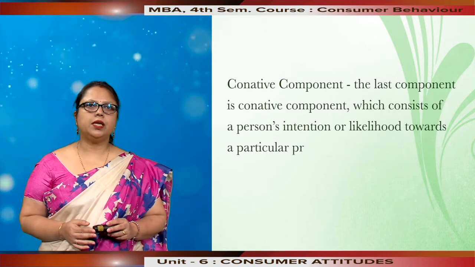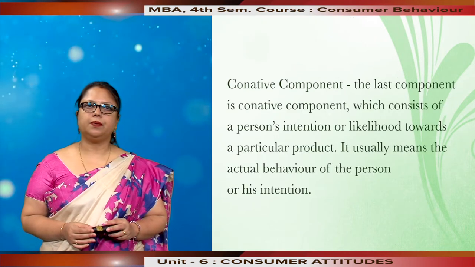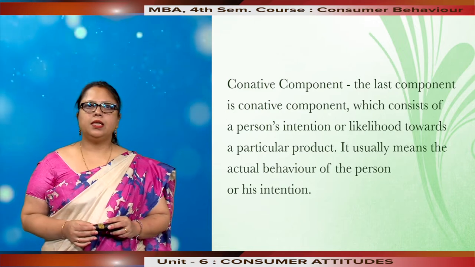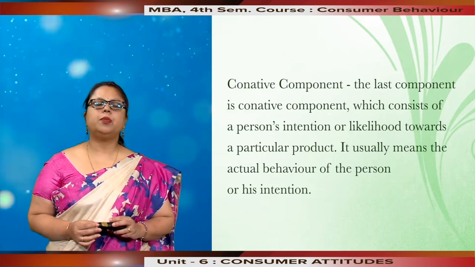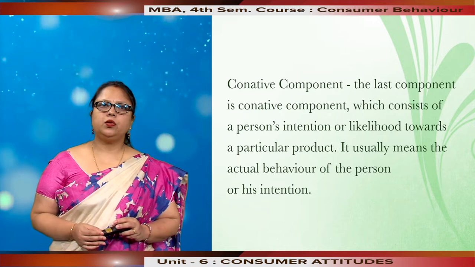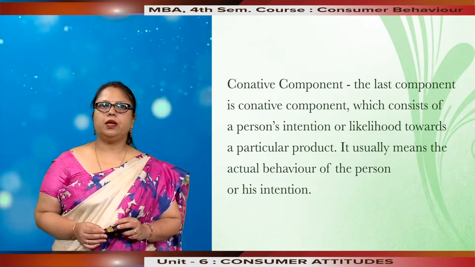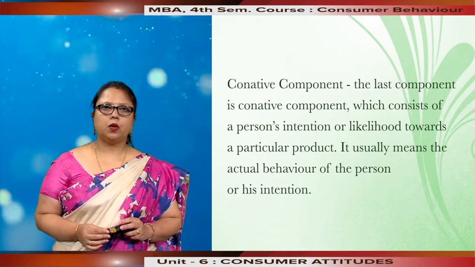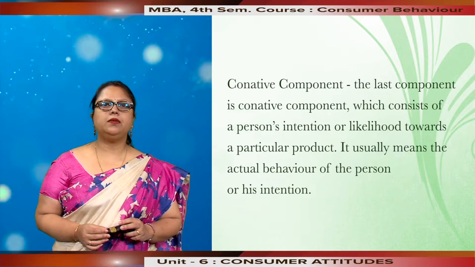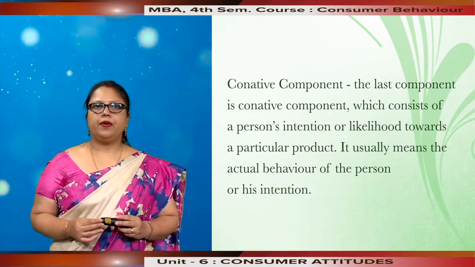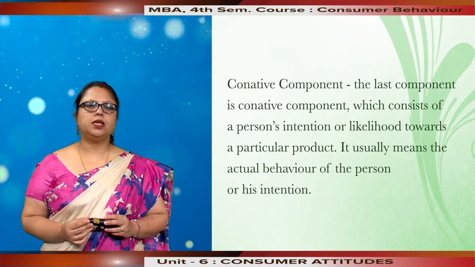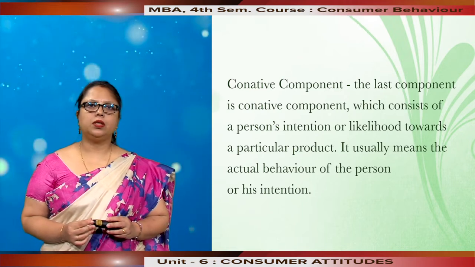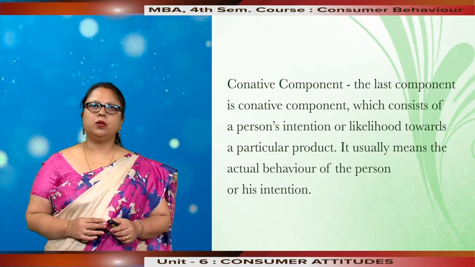Then the third component is the conative component. This consists of a person's intention or likelihood towards a particular product. It usually means the actual behavior of the person or his intention. An individual can get affected by the environment in which he lives, his culture, his social class, his psychology, and his personality also influences.